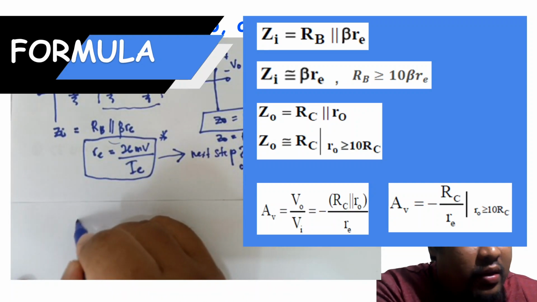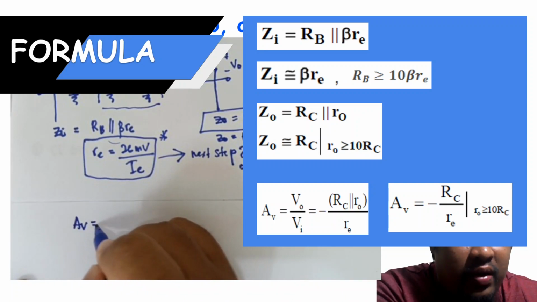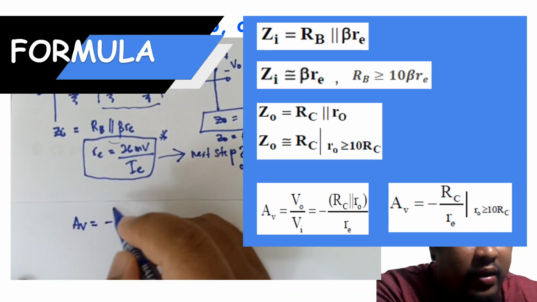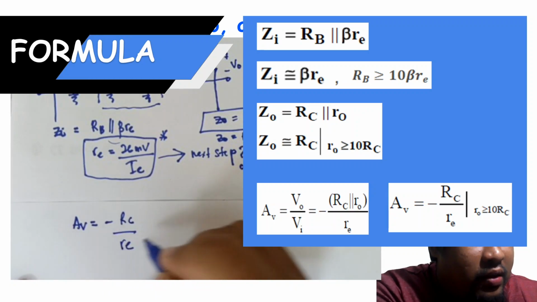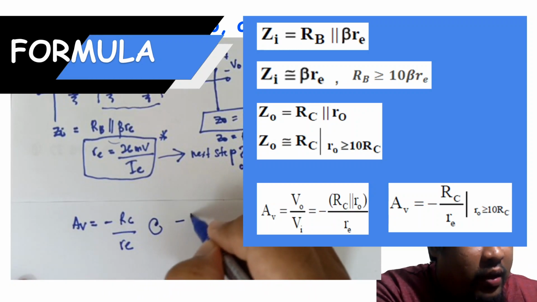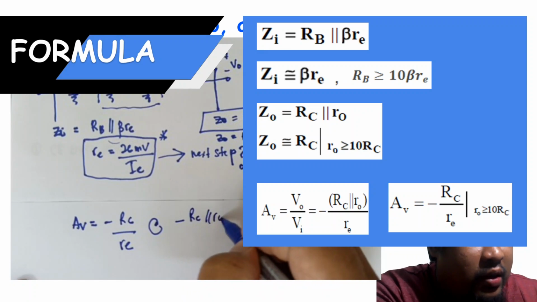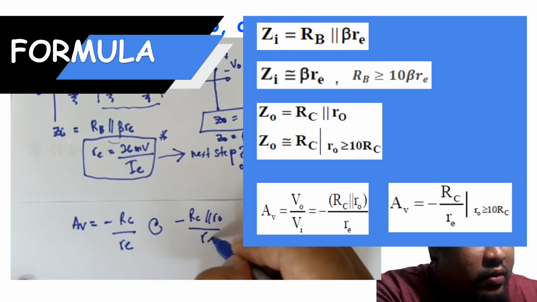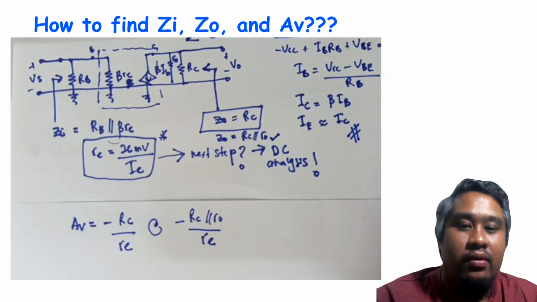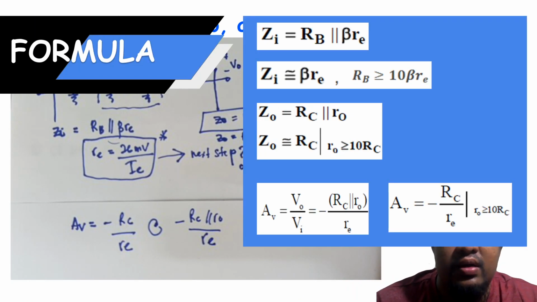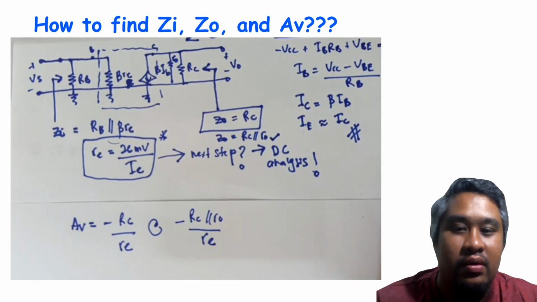Voltage gain: AV equals minus RC over RE, or minus RC parallel R out over RE. Okay, we see again RC over RE, RC parallel R out over RE. Same thing.